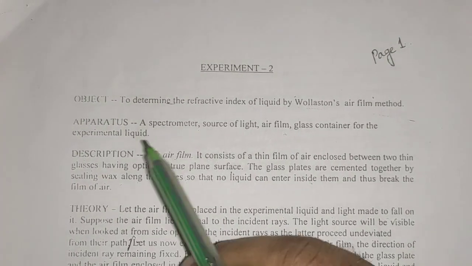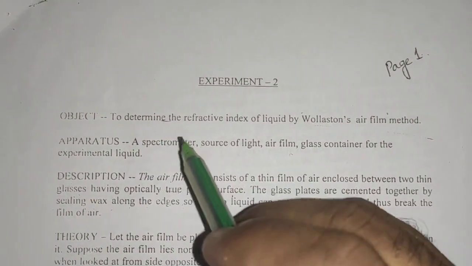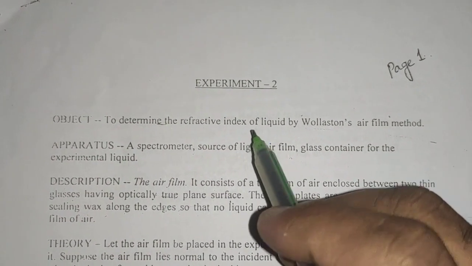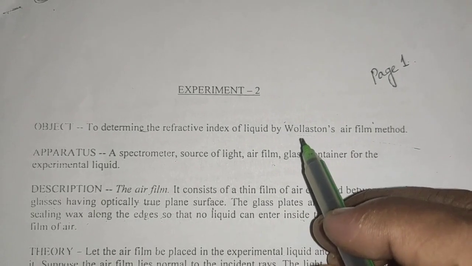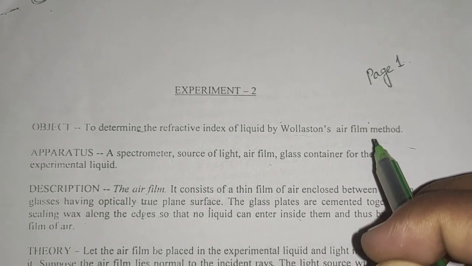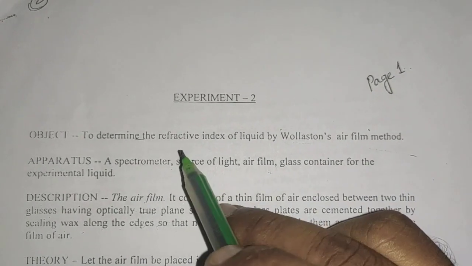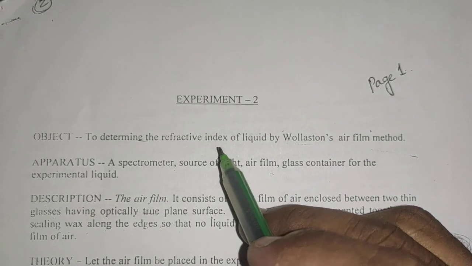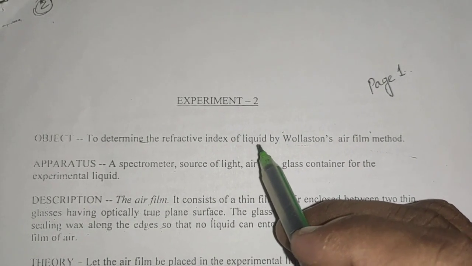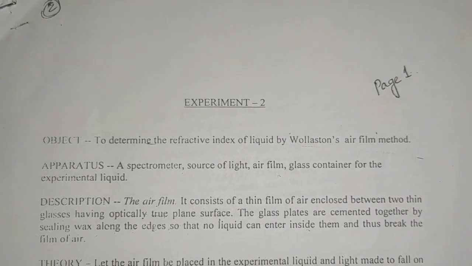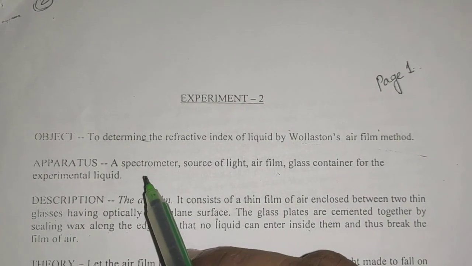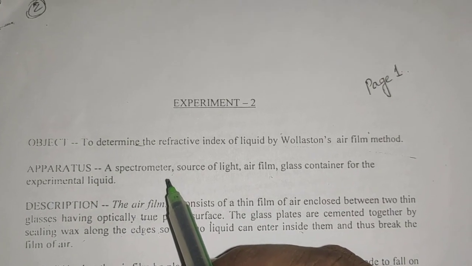In this experiment we have to determine the refractive index of a liquid by Wollaston's air film method. We are taking water as the liquid, and we are using the Wollaston air film method. The apparatus used is a spectrometer.